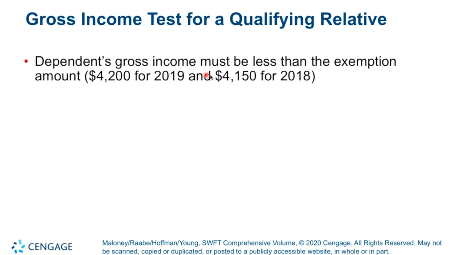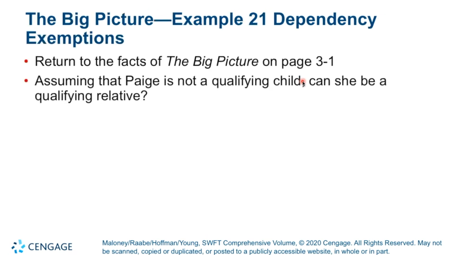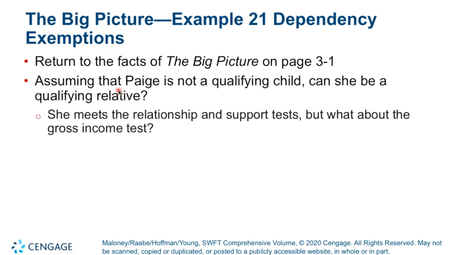So the dependent's gross income must be less than the exemption amount. So there's no personal and dependency exemption amount, but it was going to be $4,200 for 2019 and $4,150 for 2018. So if we go back, assuming that Paige is not a qualifying child, can she be a qualifying relative? So that was a stepdaughter, right?